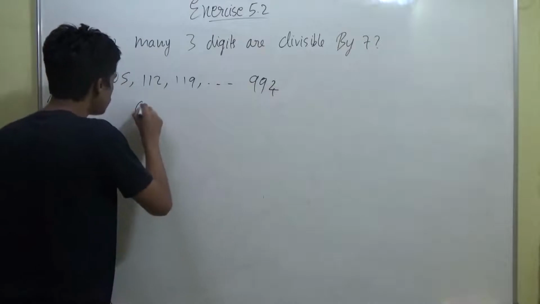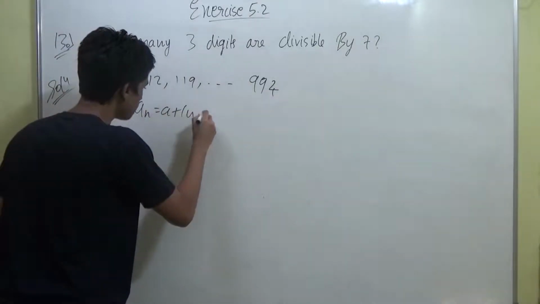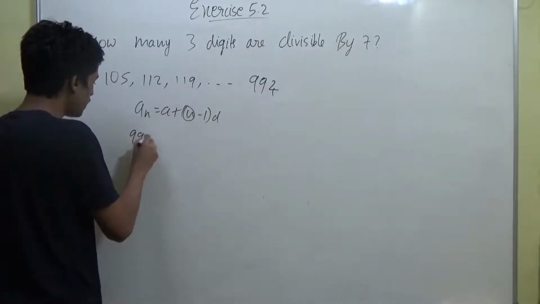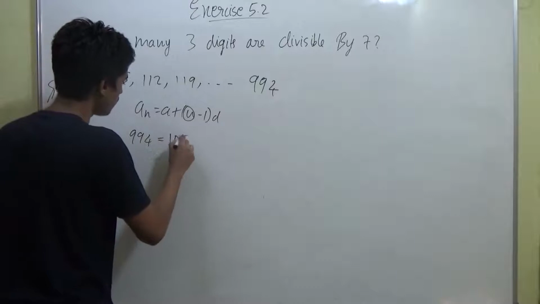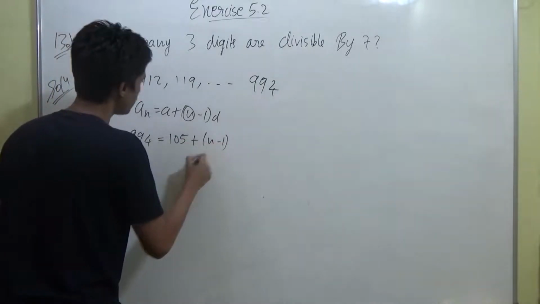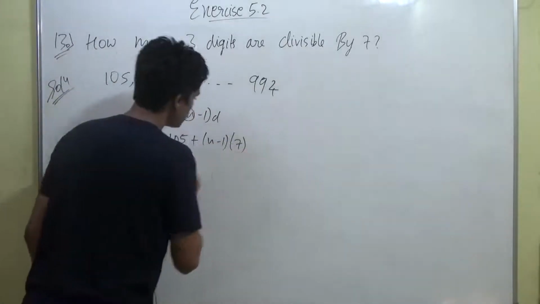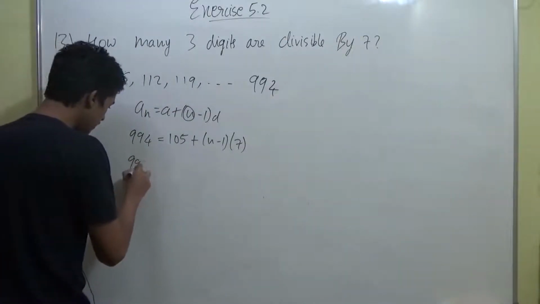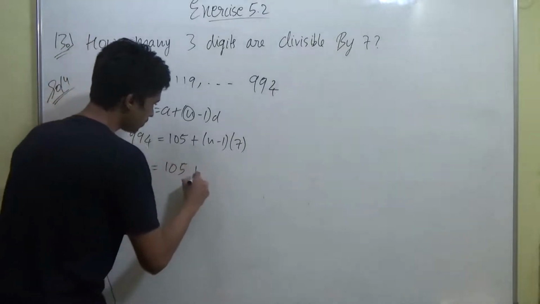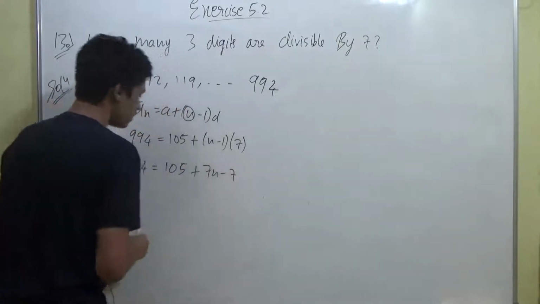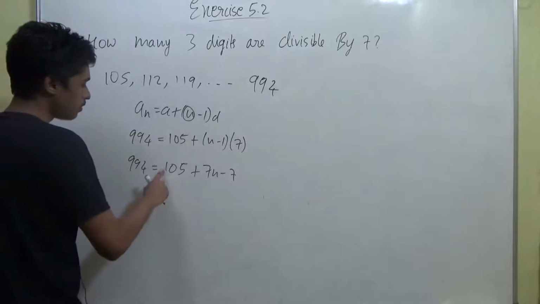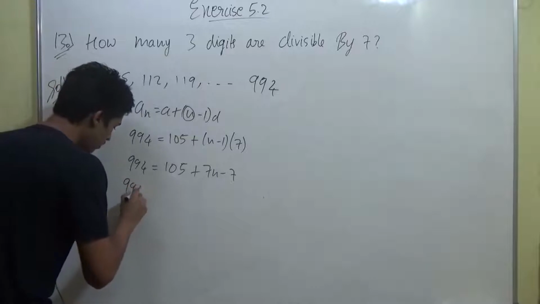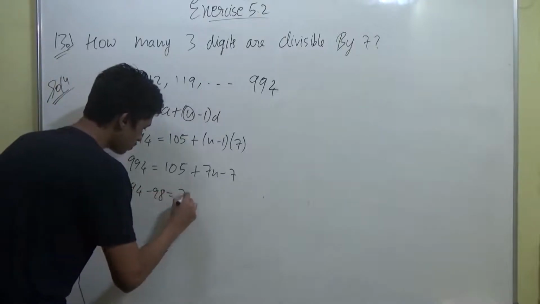So let's write the formula: an equals a plus n minus 1 into d. So we have to find n here, that's the number of terms. An is 994, equal to a, which is 105, plus n minus 1 into d. D is 7, right? The difference is 7. So let me expand it now: plus 7n minus 7. Now this becomes 98, right? 105 minus 7 is 98. When 98 comes this side, it becomes 994 minus 98 equal to 7n.